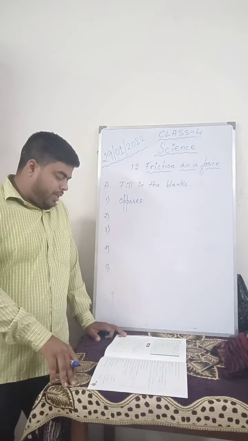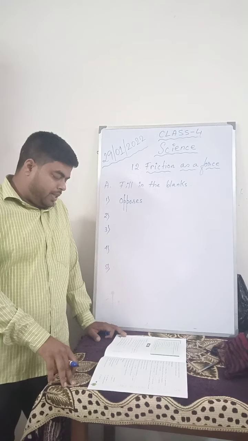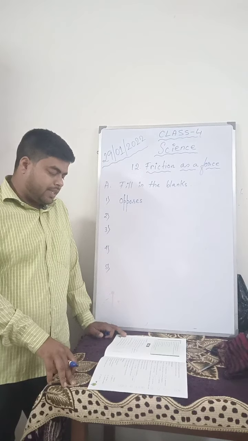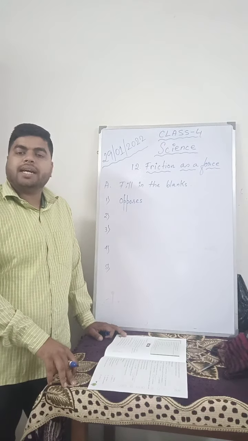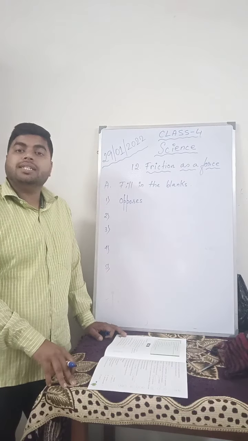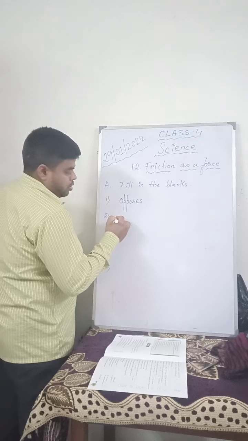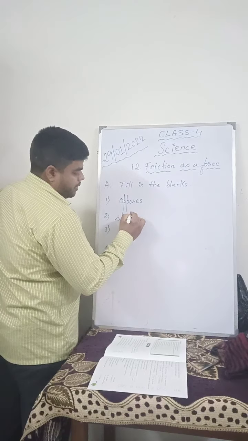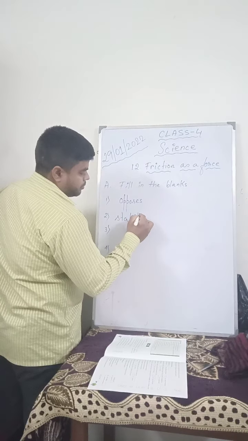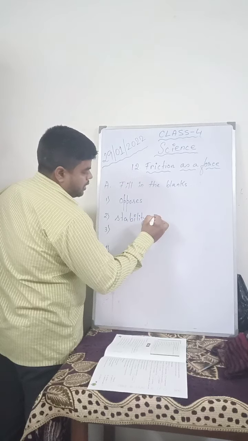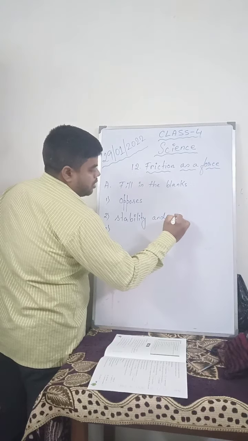Next, friction provides a grip that is necessary for dash and dash. Friction provides a grip that is necessary for stability, that means being stable, and motion. So the first option is stability and motion.